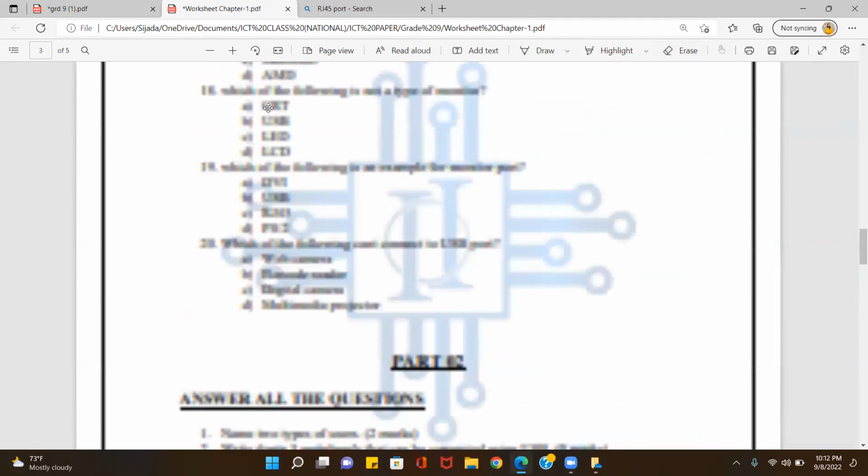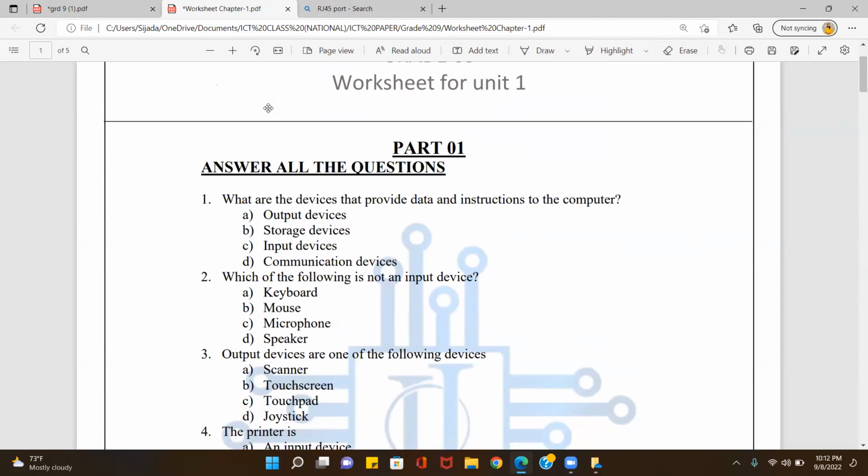Now let's do this entire worksheet. What are the devices that provide data and instruction to the computer? Using which device do you give data and instruction to the computer? Input device. Very good. Yes.